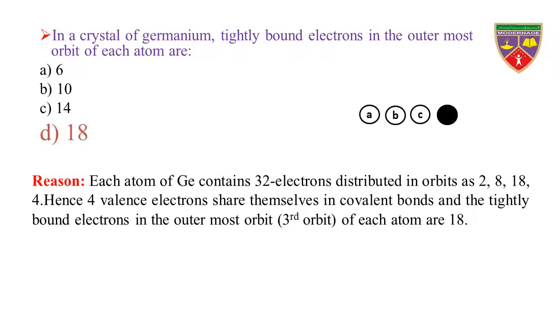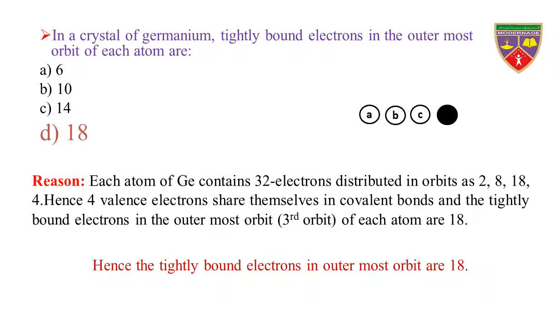Reason. Each atom of germanium contains 32 electrons distributed in orbits as 2, 8, 18, and 4. Hence, four valence electrons share themselves in covalent bonds, and the tightly bound electrons in the outermost orbit, third orbit, of each atom are 18. Hence, the tightly bound electrons in outermost orbit are 18.